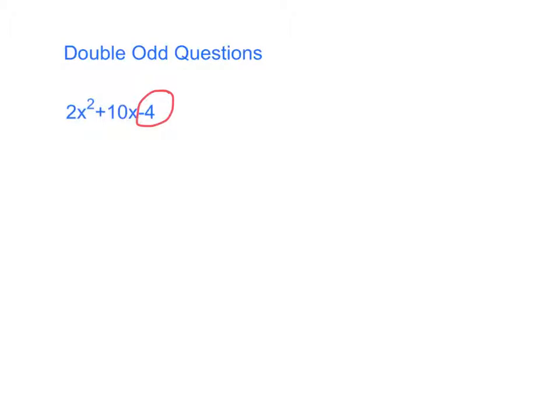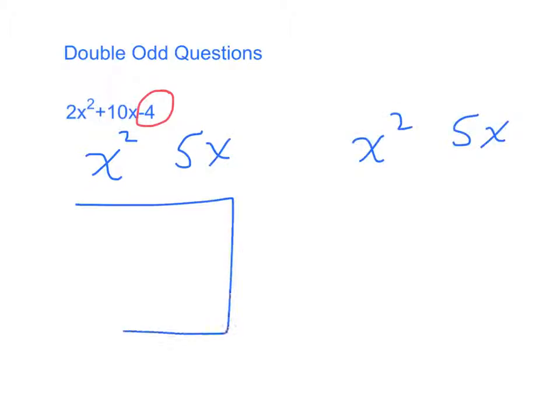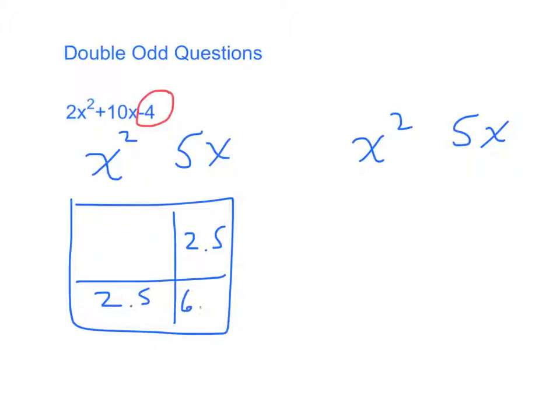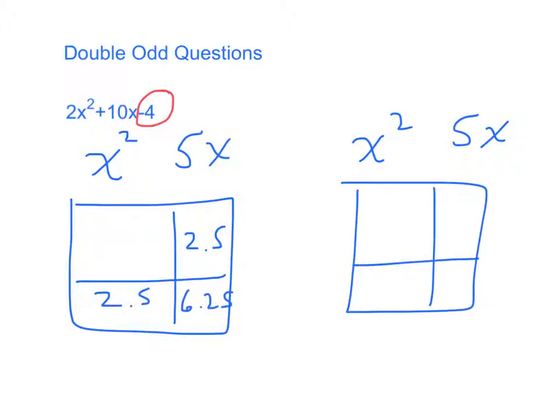So if we have two groups, we'd have an x squared and 5x in each group. So you probably guess where this is going. We make our grid. And in this case, we have a 2.5 and a 2.5, which is 6.25. And we would have the same thing over here because we've gone shopping how many times? You got it. 2 times, 2 stores.